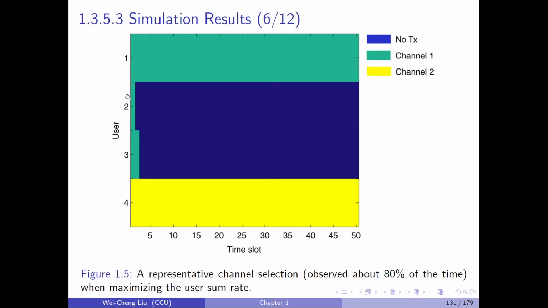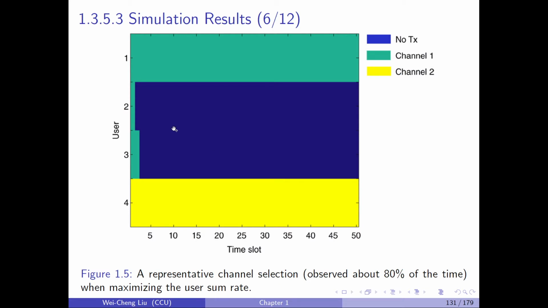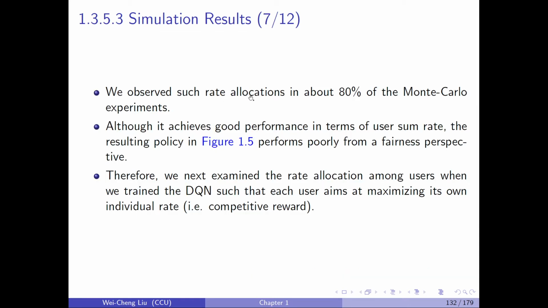Okay, we can see that users 2 and 3 do not transmit after the convergence, in this region. Okay, in terms of the user sum rate, such policies perform very well. Since each user contributes equally to the user sum rate, the users have learned a simple and efficient policy that achieves this goal. Furthermore, the channel throughput was greater than 0.9. Okay, you can see that user 1 and user 4 use the total channel 1 and channel 2. We observe such rate allocations in about 80% of the Monte Carlo experiments.